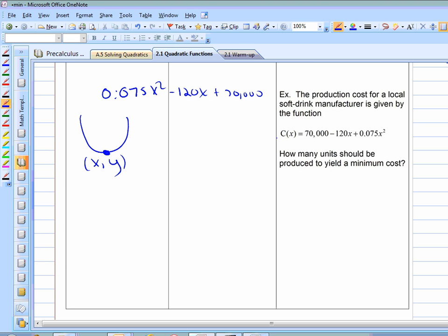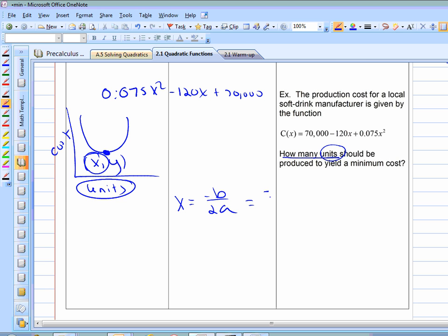This is the cost, so C of x, the cost, if I put this on this grid, is going to be our y value, and our x looks like it's going to be our units produced. So the question here asks how many units should we produce to yield a minimum cost. So we want to know the x value at the minimum, which is at the vertex, and we find the x value of the vertex with the simple old x equals negative b over 2a. Let's go ahead and plug that in.